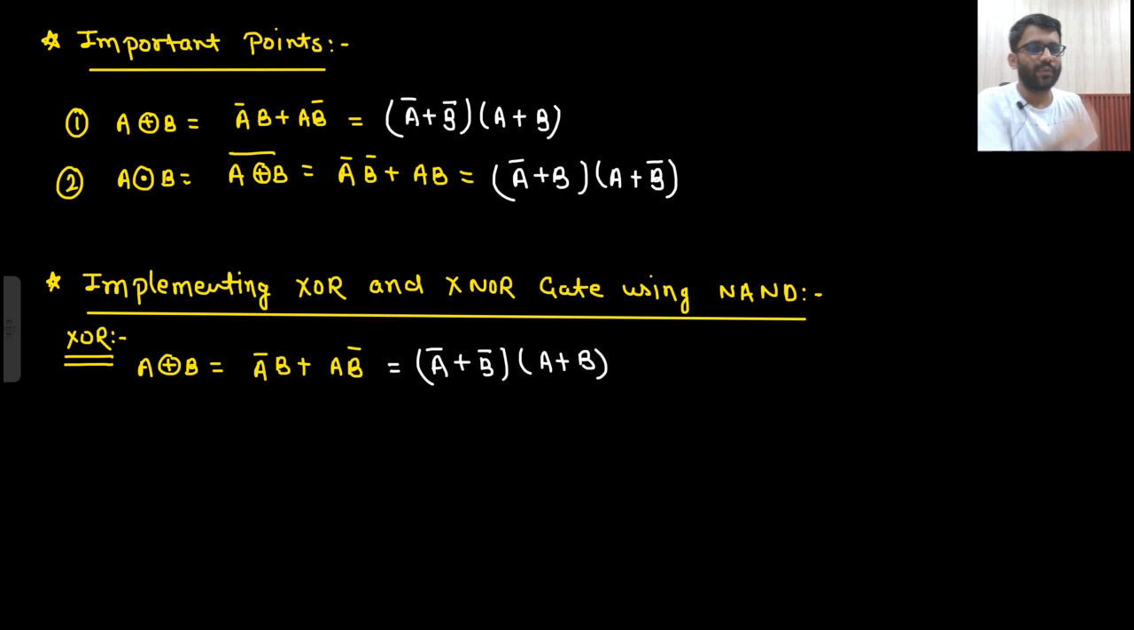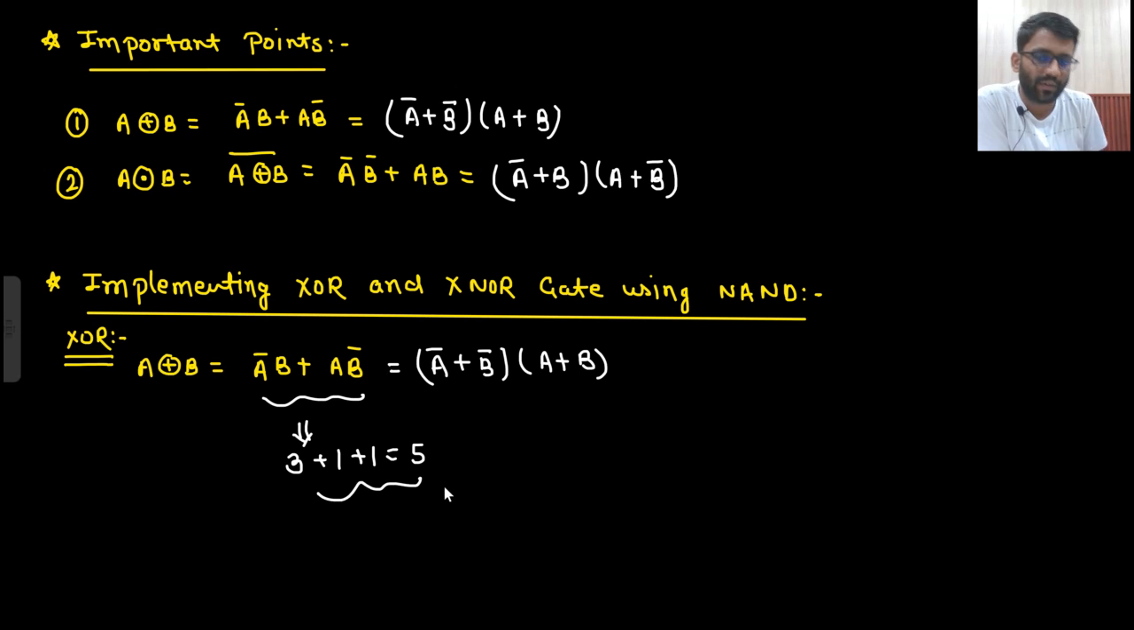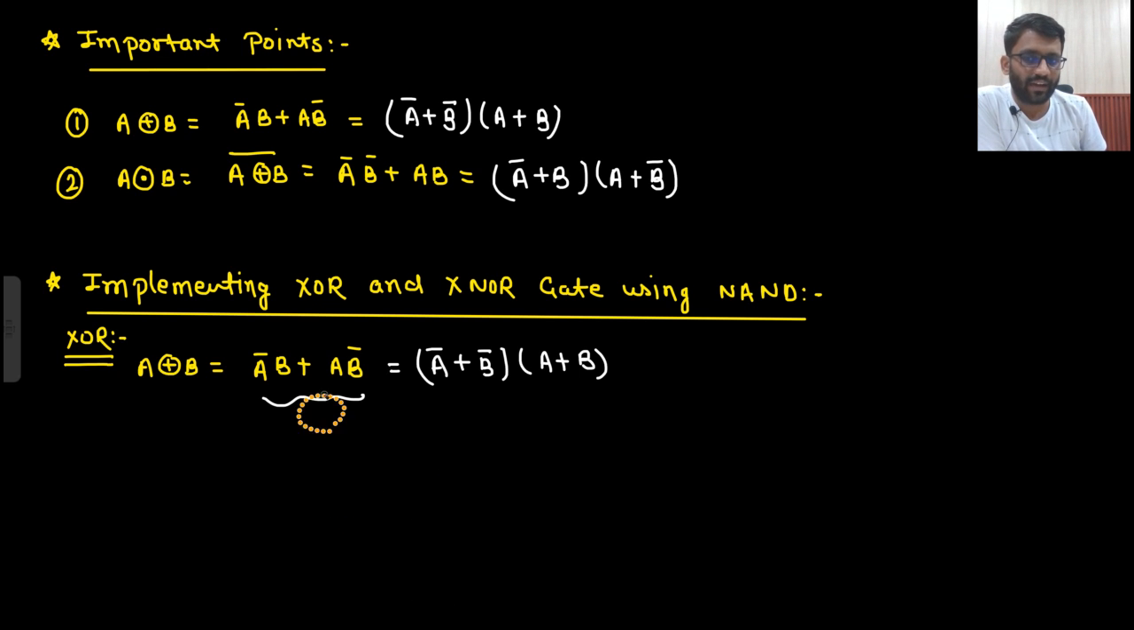If I think only about the first form, what will be my answer? A bar B plus A B bar. How many gates will this require? 3. How many for A bar? 1. How many for B bar? 1. My answer would be 5. Okay, let's hold on to this. If I directly go by this method, my answer will be 5. That is, I need 5 NAND gates to implement the XOR gate.